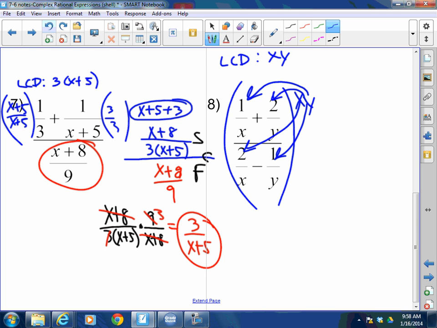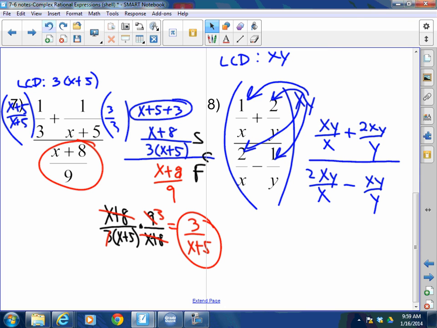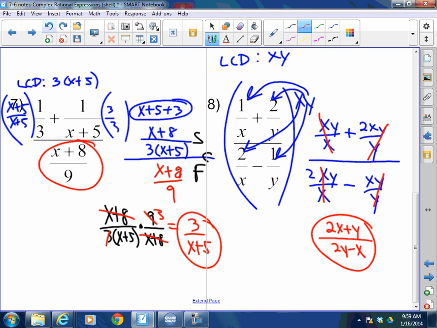What's 1 times x plus y? That's xy over x. Plus, what's 2 times xy? 2xy over y. Over, what's 2 times xy? 2xy over x minus, what's 1 times xy? xy over y. Cancels, cancels, cancels, cancels. I got 2x plus y over 2y minus x. Done. I'll do it method 1 as well. But that's not that bad, is it?